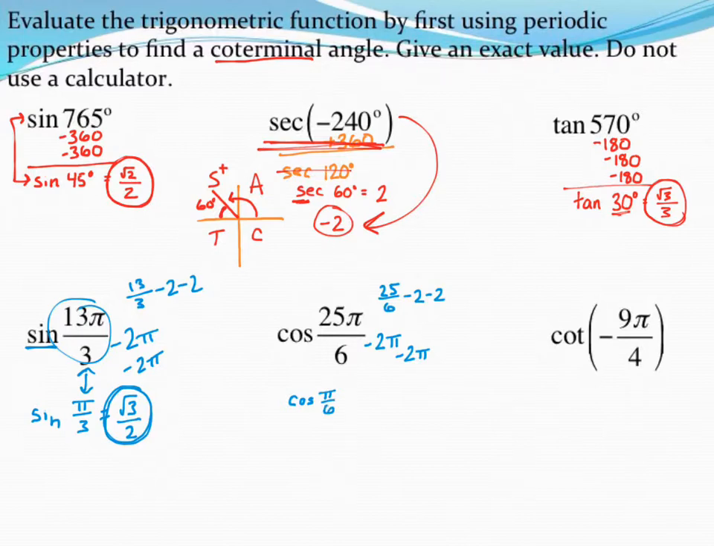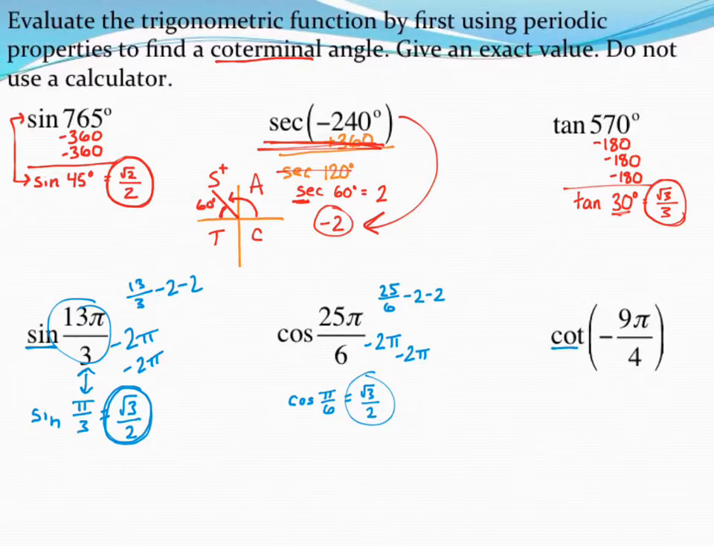Okay, so I have found a coterminal angle, and again, this is more convenient to do than the original problem because cosine of pi over 6 is, again, in that chart that we've made. That's just square root of 3 over 2 again. Okay, and then we'll do one last example if you're not having fun with this yet. I want to do the cotangent of negative 9 pi over 4. And again, these are just options. You don't have to do the problems this way. It's just an option for you.